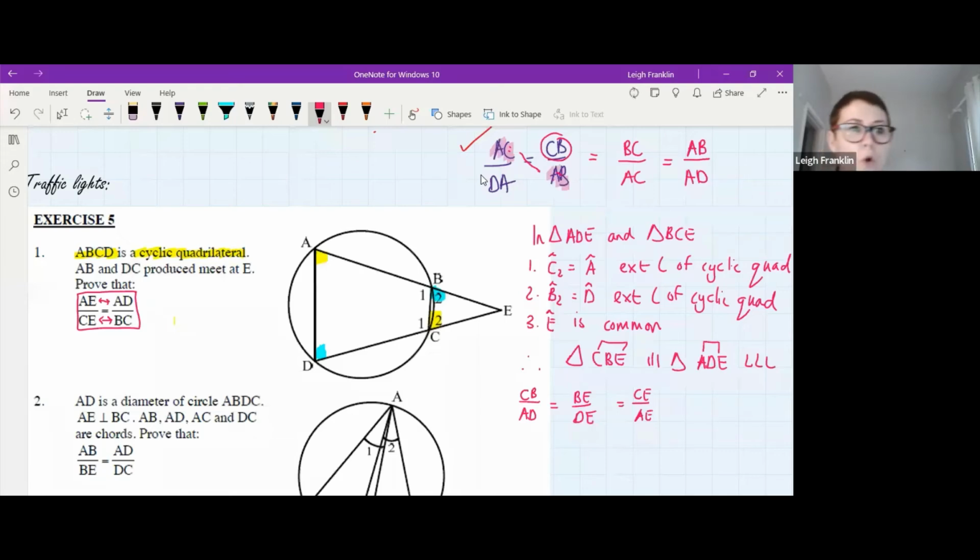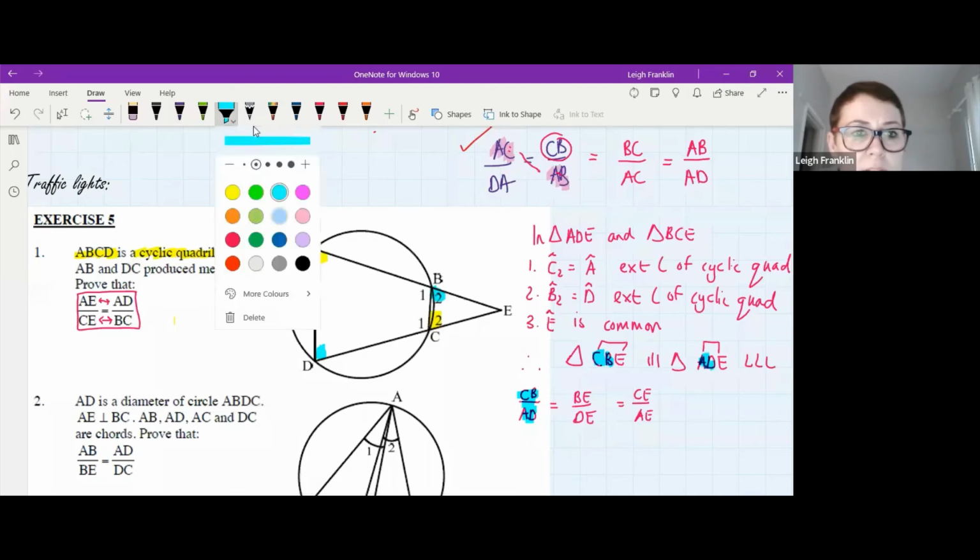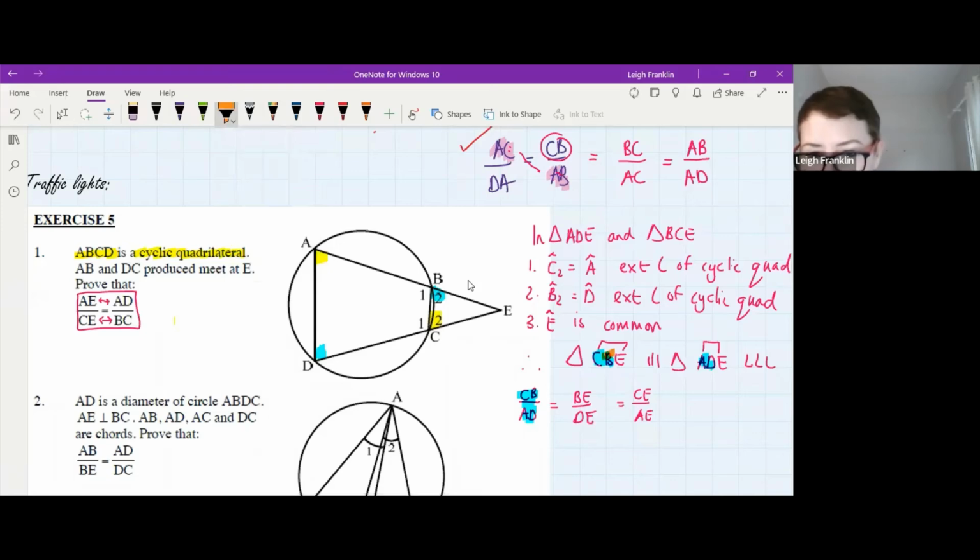Okay, so what I've done here, matrix, is I've written the first 2 over the first 2. That's this one. Then the second 2 letters over the second 2 letters. So now BE over DE. And then first and last. So in this case, CE in the first triangle over first and last in the second one, over AE. Does that make sense to everybody? Yes, ma'am.